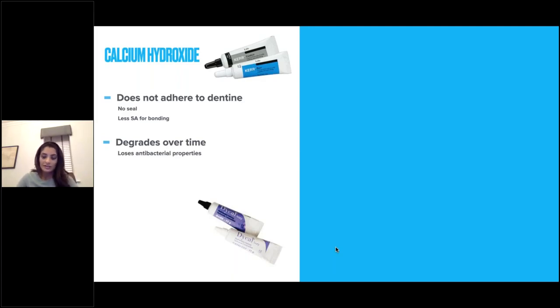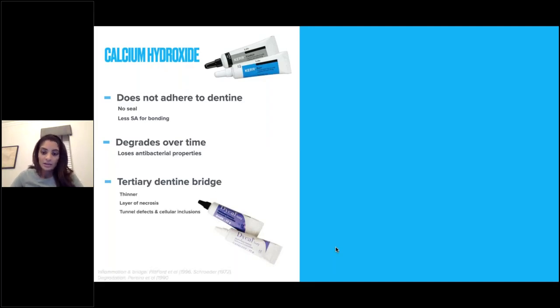It's also been shown to degrade over time and it loses its antibacterial properties. The calcium hydroxide is very alkaline when it's first placed, but this quickly gets degraded and lost. And also the tertiary dentine bridge that's formed as a result of calcium hydroxide being put down is quite thin. There is a layer of necrosis because the calcium hydroxide stimulates inflammation in the pulp, so that the initial cell layer dies and forms this layer of necrosis. And the bridge that's formed has little defects in it. So it has little tunnel defects and cellular inclusions, which means it's not a very solid structure.